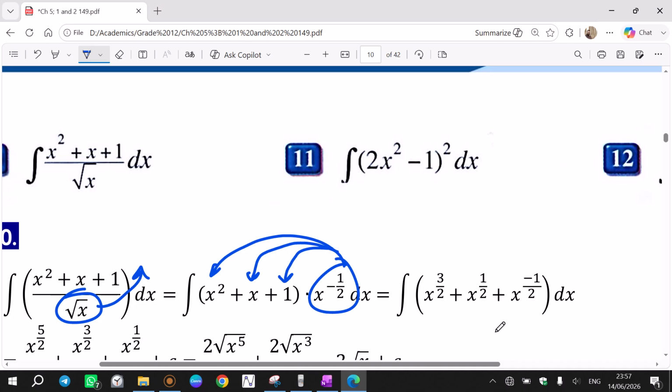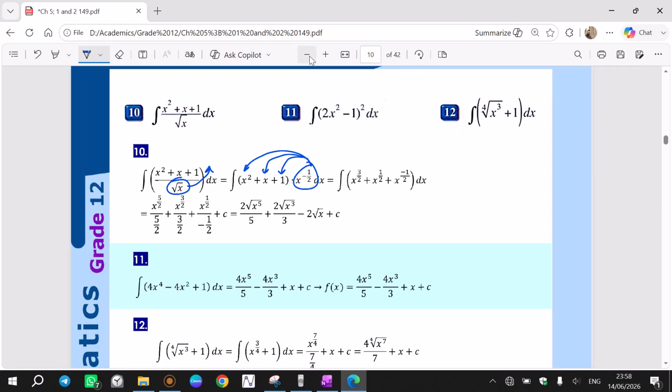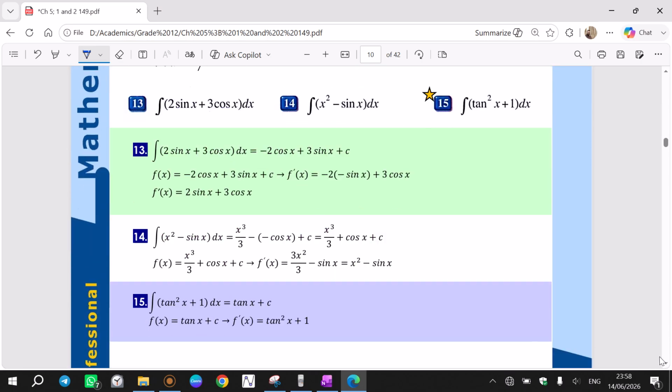Then apply the integral. For each term, power plus 1 over new power. 3 over 2 plus 1 is 5 over 2, 2 over 5. X power 1 over 2 plus 1 is 3 over 2, 2 over 3. X power negative 1 over 2, negative 1 over 2 plus 1 is x power 1 over 2, 2 over 1. Integration is easy. Tan square plus 1, it will be just tan. It's a rule.